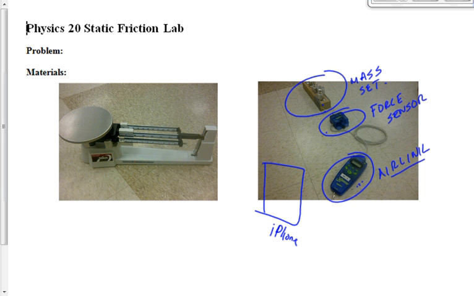Now ultimately what we're going to do is pull the force sensor with our 2 fingers. You'll see the 2 finger holes in the force sensor when you get one. Pull it lightly, lightly, lightly, lightly. Pull it a little bit harder, pull it a little bit harder until the mass set begins to move. You should see on your iPhone instantly a graph being plotted of force versus time. What you need to do is look at that graph and measure off the maximum force that you applied.